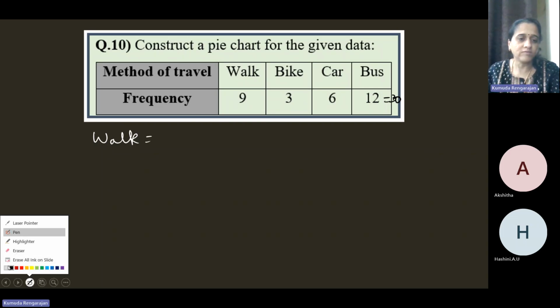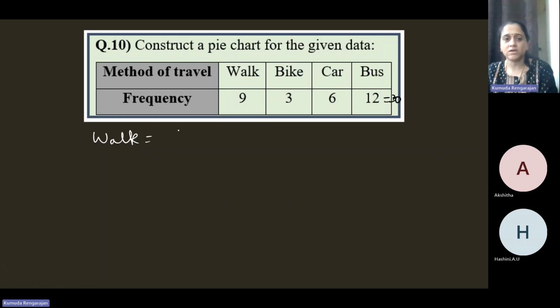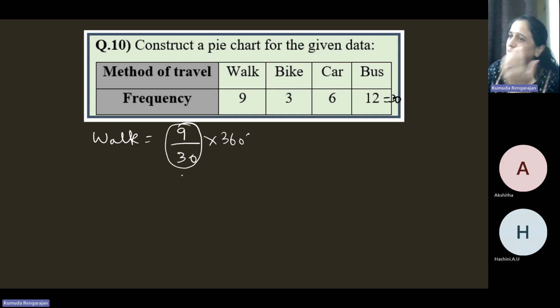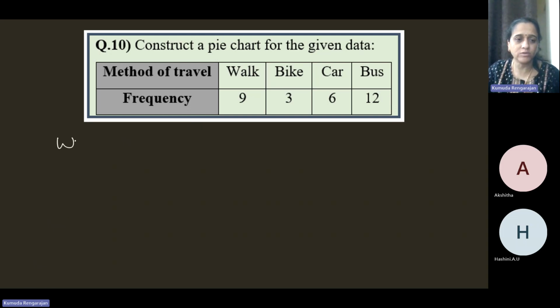Okay. So if we have to find the central angles, this is the procedure. 9 out of 30. You want to find the central angle, so multiply into 360. If you want the answer in degrees, then into 360. If you want the answer in percentage, then into 100. And this fraction should be meaningful. You should not write something random in the numerator and something in the denominator. It should be meaningful. Now I'll tell you how it is meaningful here.